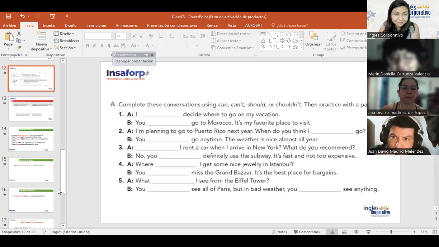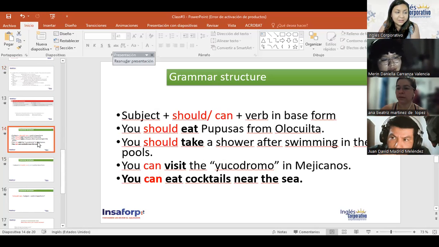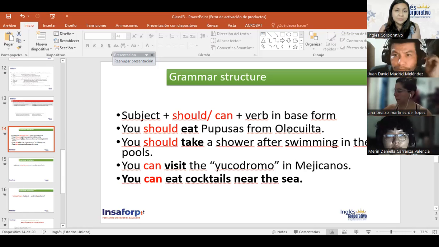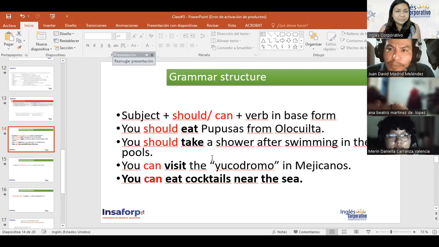Teacher, then should and can are the same? Not in meaning, Anna. Should is for recommendations. Can is for possibilities or abilities. But in this case, possibilities. In this case, can and should are the main verb.